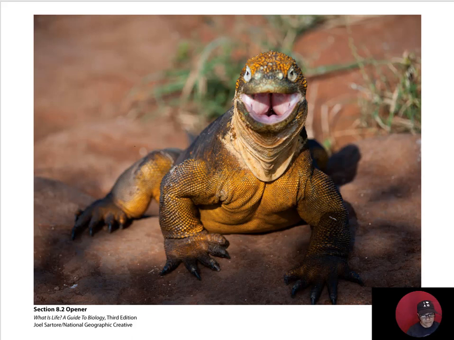I love the image of this little guy because this is one of the iguanas that's on the Galapagos Islands, and it just looks like he has a big smile on his face. So I really like his image and his eyes.